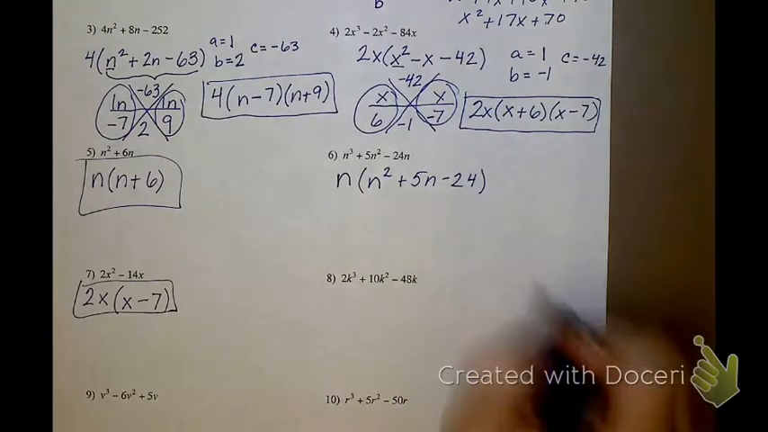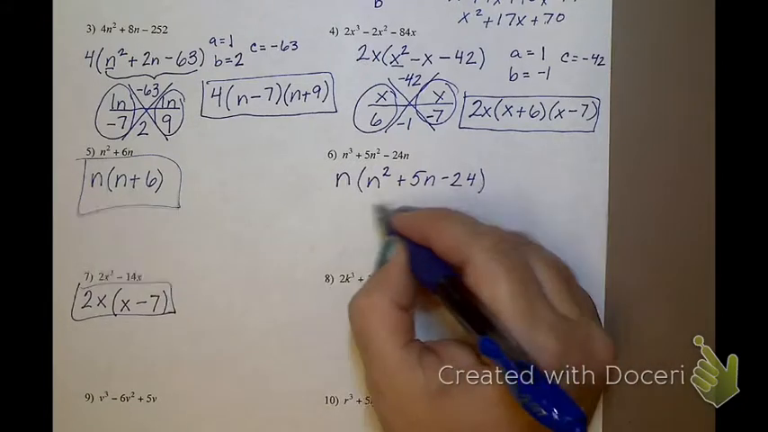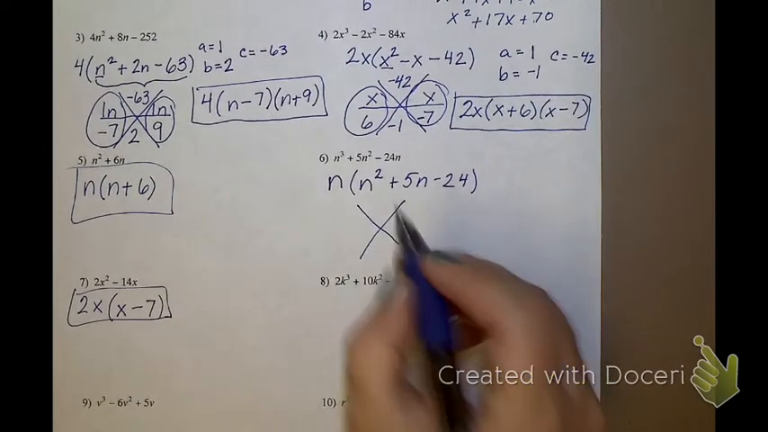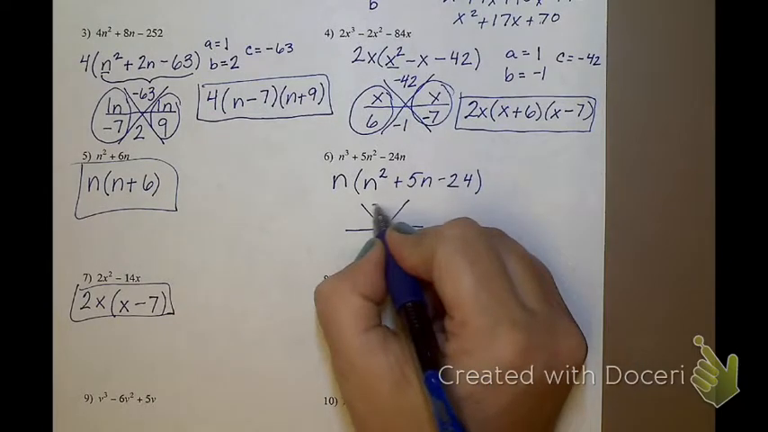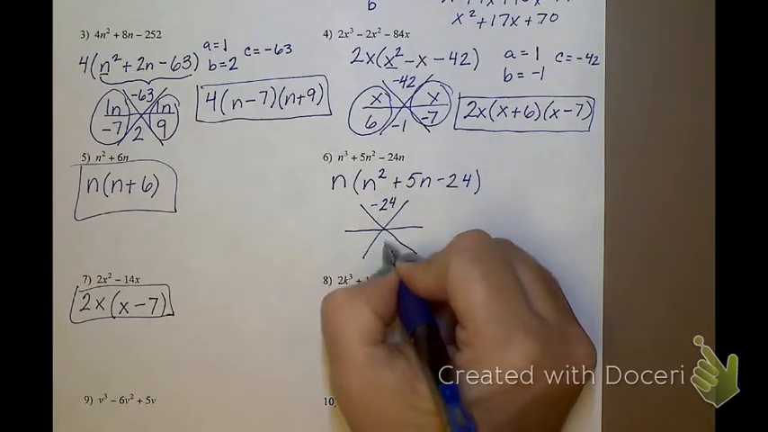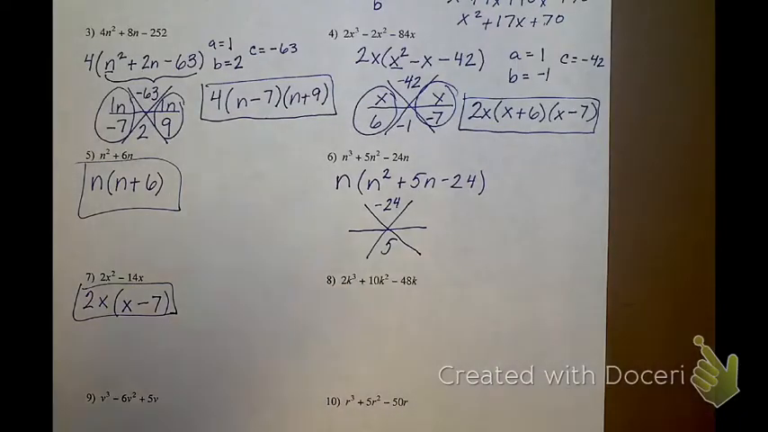You try the snowflake on this one. I'll help you set it up. But I want you to try and finish it. So 1 times -24, and then 5. You go from there. See if you can come up with your 2 numbers, and then set up what your parentheses will look like.